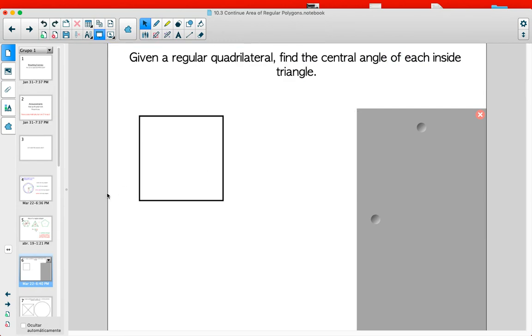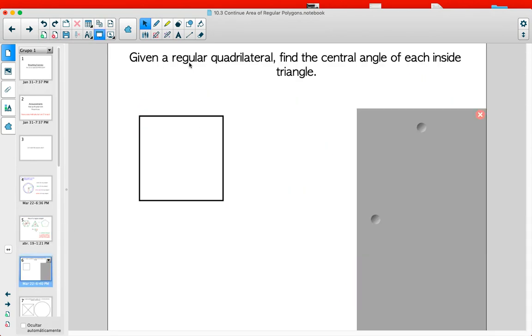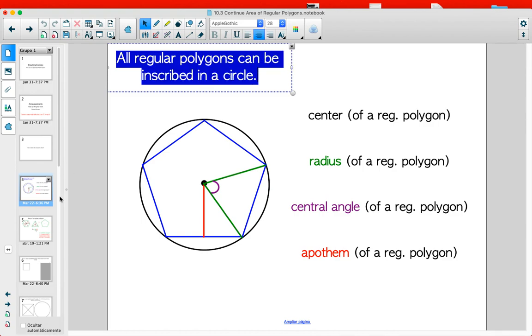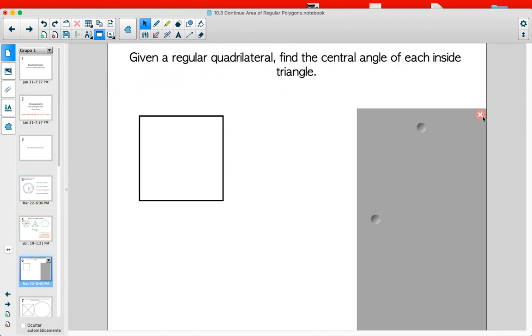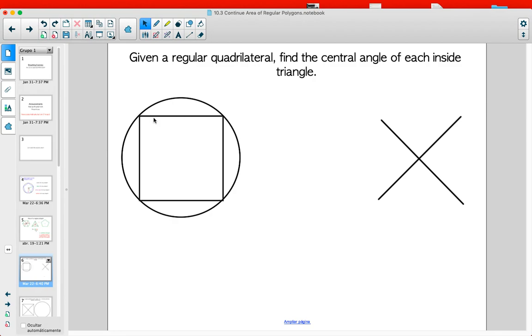So just taking it back again to this image. Because it's a regular quadrilateral, we talked about here, all regular polygons can be inscribed in a circle. So what we're going to do is draw a circle. Notice how this polygon is inscribed in a circle. That means that each vertex, vertex 1, vertex 2, vertex 3, and 4, are all intersecting the circle at just that point and nowhere else.